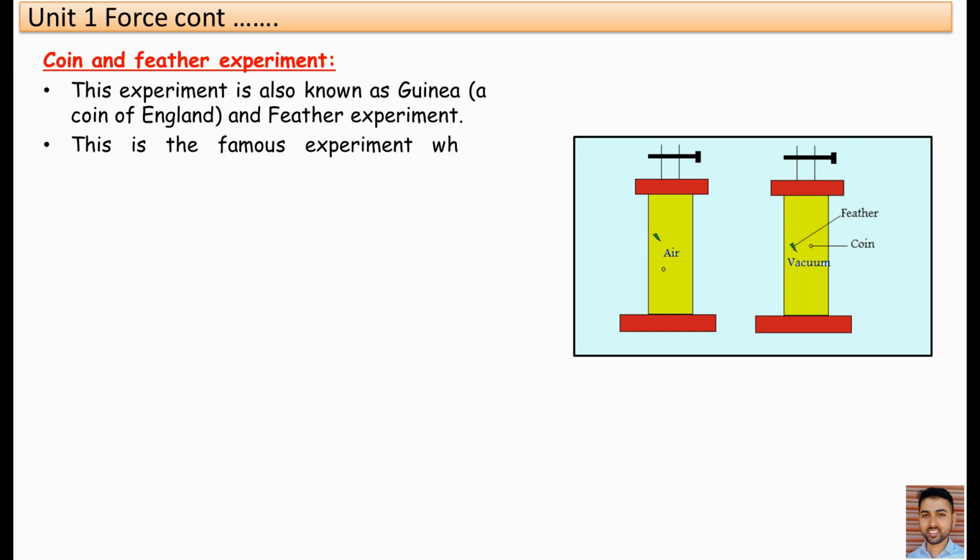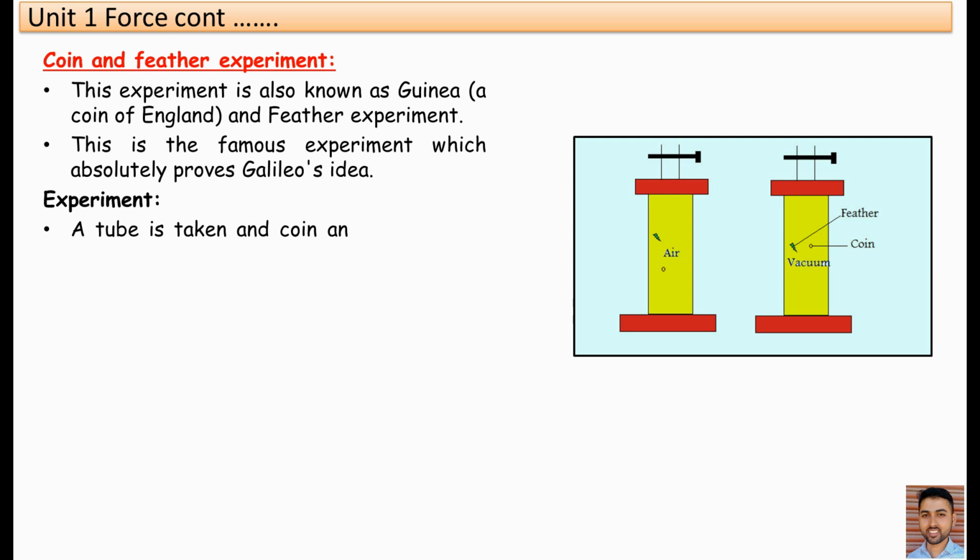Another experiment to prove that acceleration due to gravity is independent of the mass of the falling body is the Guinea and Feather experiment. This experiment is also known as the Guinea or Quine of England and Feather experiment.